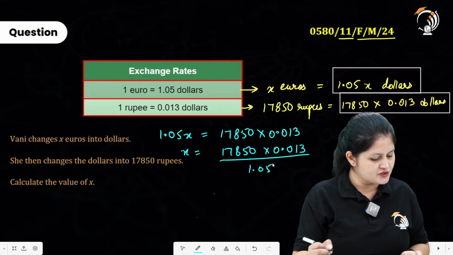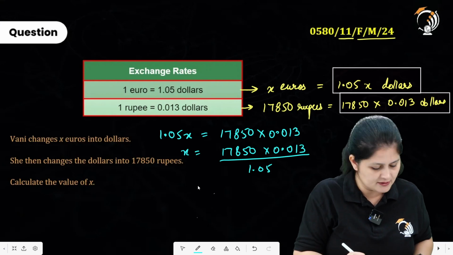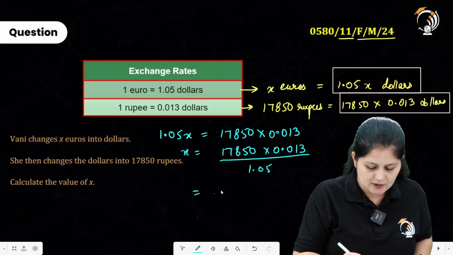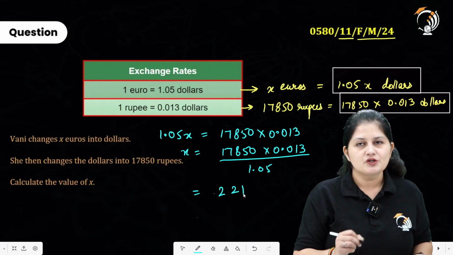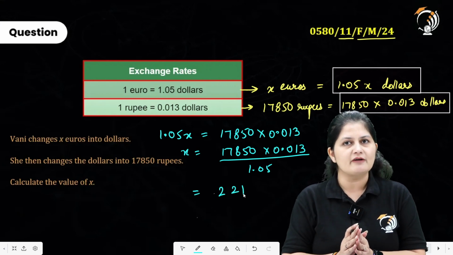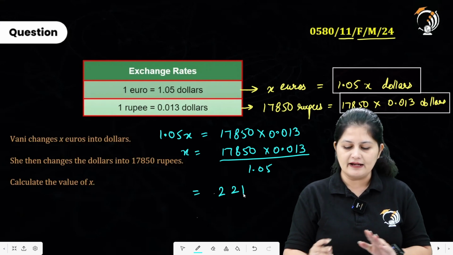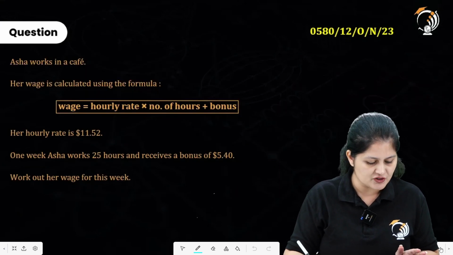Let's do the calculation here. What are we getting as a value of X here? So X is coming out to be 221. I hope that we have understood this question. Right, now let's move to the next question.